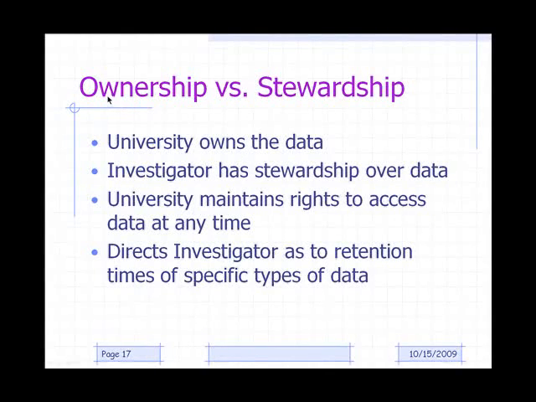So, ownership versus stewardship. The university owns the data. The university doesn't really own your ideas until you put your ideas in some type of documented form that they now can lay claim to.